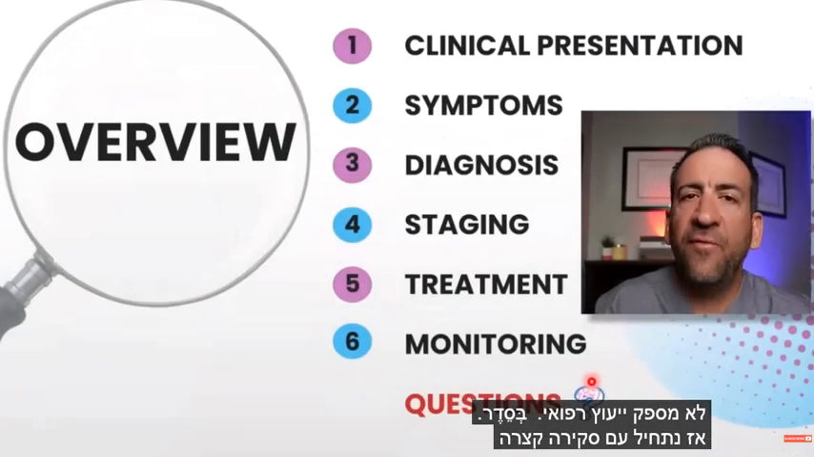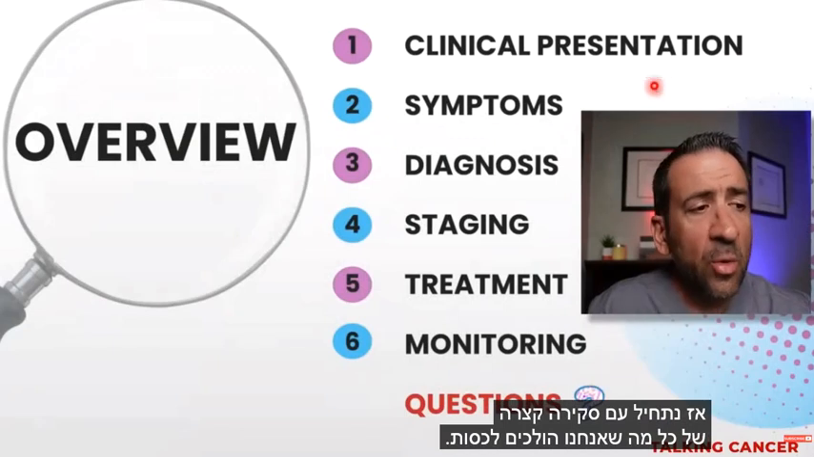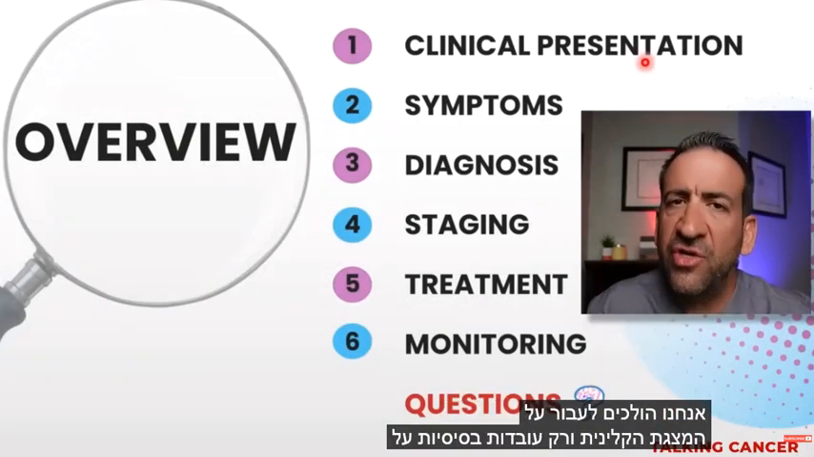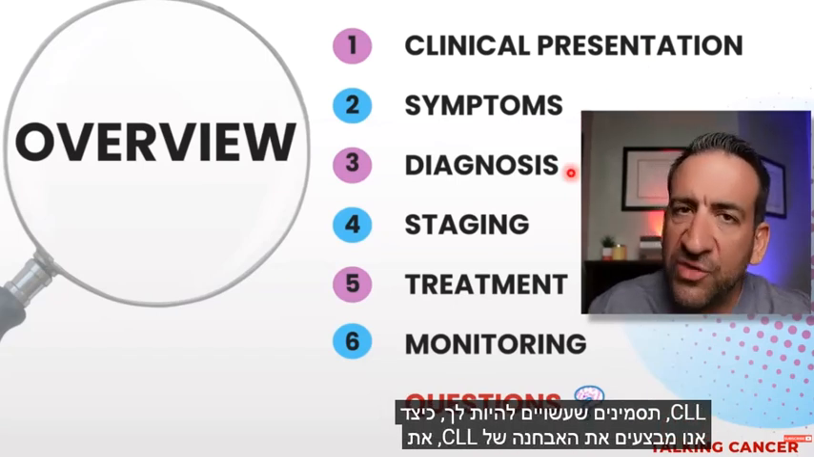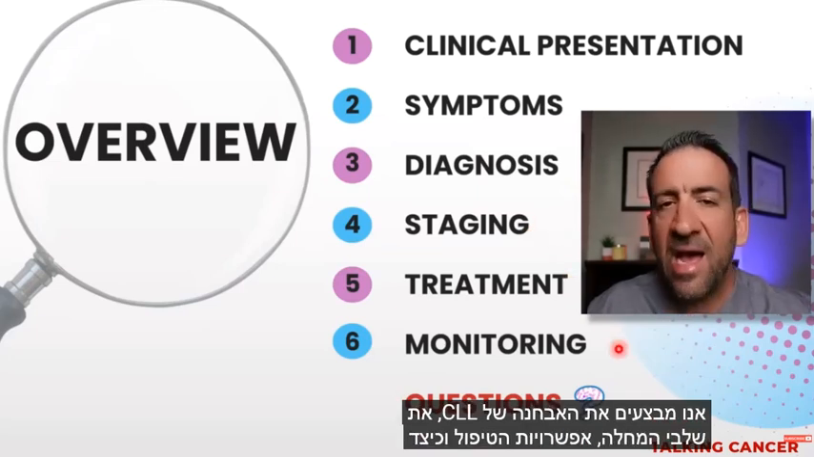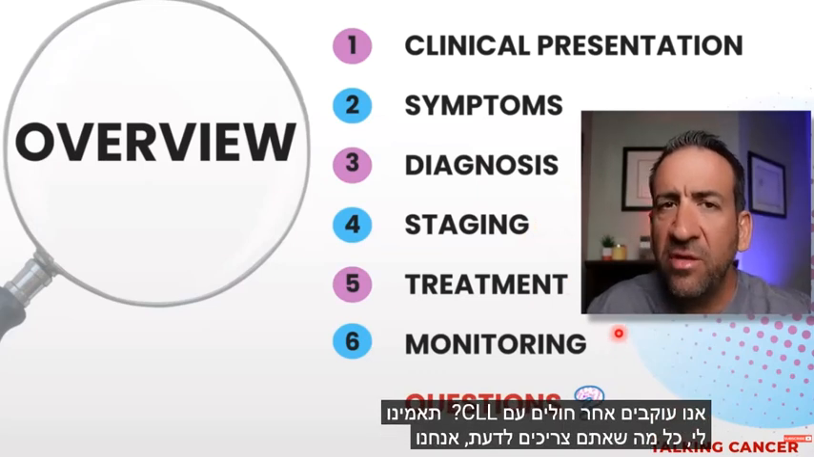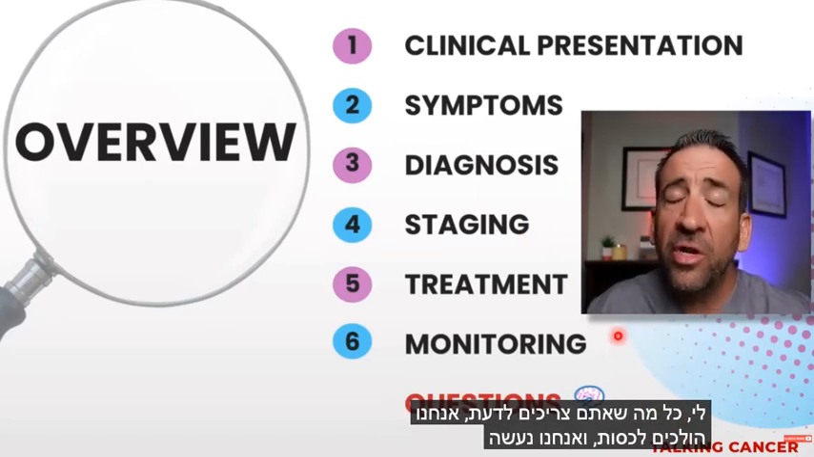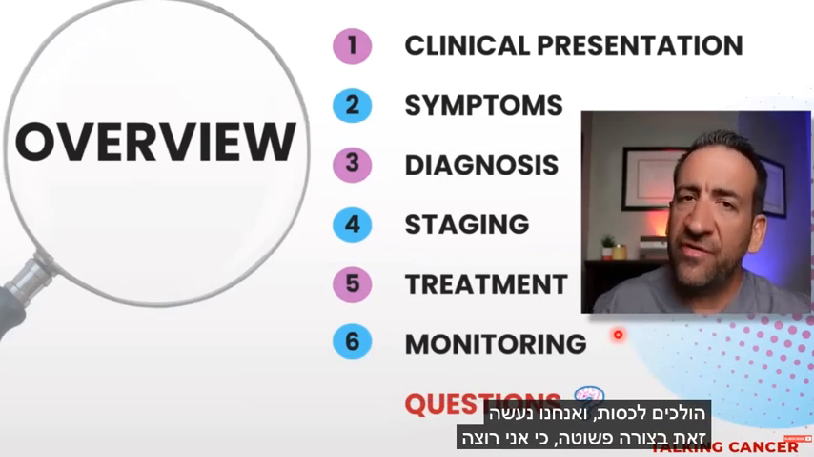All right, so starting off with a brief overview of everything we are going to cover. We're going to go over the clinical presentation and just basic facts about CLL, symptoms that you may have, how do we make the diagnosis of CLL, the staging, treatment options, and how do we monitor patients with CLL. Believe me, everything that you need to know, we are going to cover, and we're going to do so in a simple way because I want you to understand what's going on.